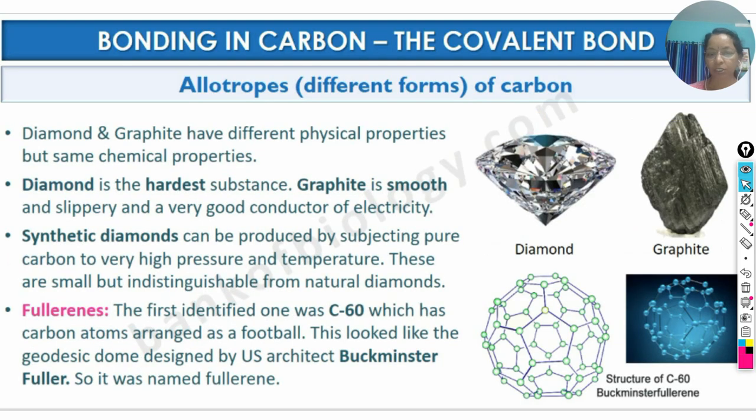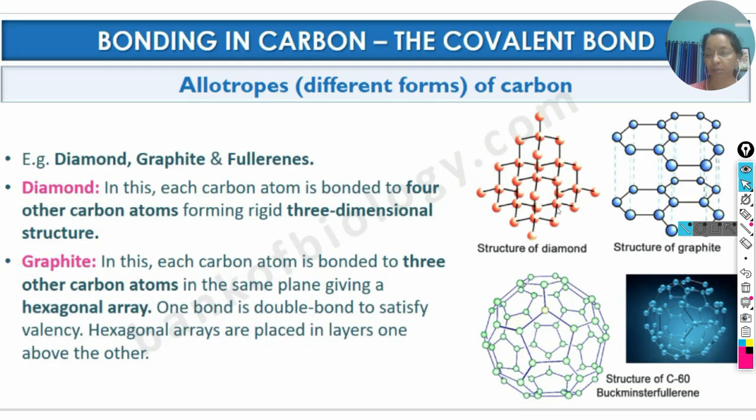And the third structure is of Buckminster Fullerene. Nearly 60 carbon atoms are forming a ball, a football-like structure. This is called a Fullerene structure. The first identified one was carbon 60, which has carbon atoms arranged as a football. This looked like the geodesic dome designed by the US architect Buckminster Fuller, so the name Buckminster Fullerene. So these are the three different types of allotropes of carbon: diamond, graphite, and Buckminster Fullerene.